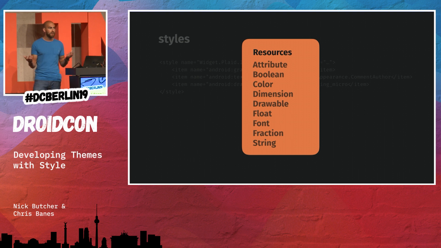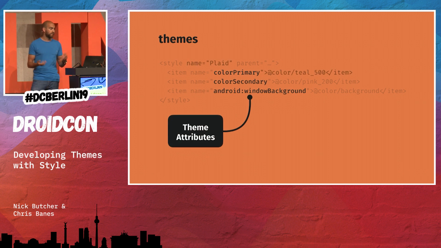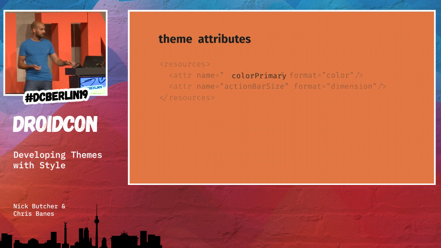And hopefully everyone is familiar with the resource system. There are many different types of resources that we can have, which are all listed out here. Themes, on the other hand, have keys which are theme attributes. And I think understanding theme attributes is one of the keys to understanding the differences between styles and themes. A theme attribute is declared a bit like an attribute you would for a view, in that it's given a name and a type.